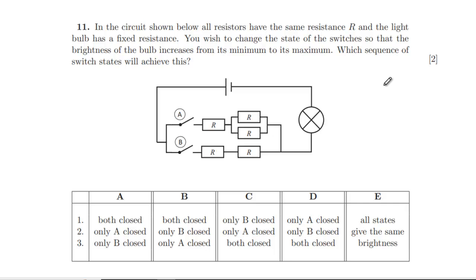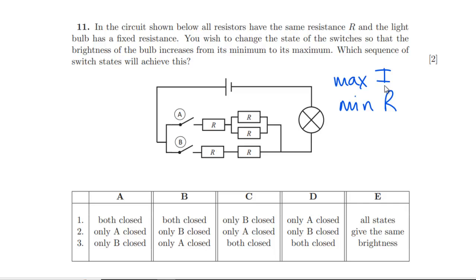Question 11. In the circuit shown below, all resistors have the same resistance R. Light bulbs have fixed resistance. You wish to change the state of the switches so that the brightness of the bulb increases from minimum to maximum. Which sequence do you do? All right, so we're going to have off, then A or B, then the other one, and then the one at the end. Or maybe have something open. So we want to maximize the current, which means we want to minimize the resistance.